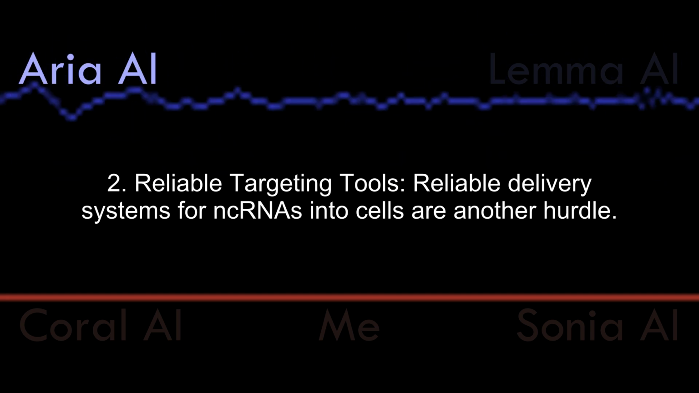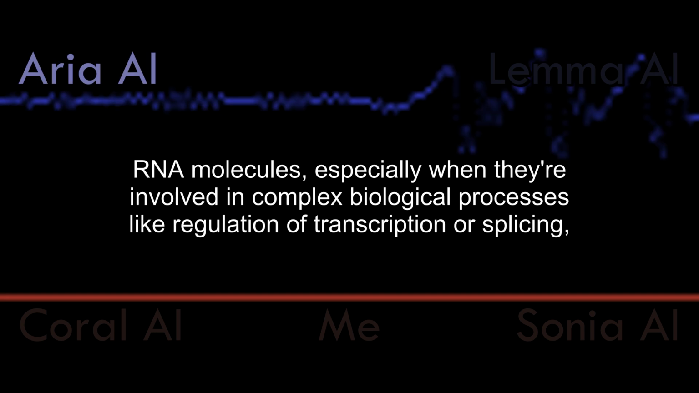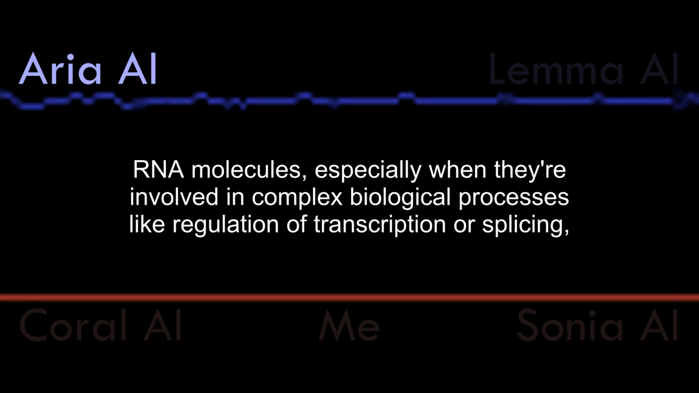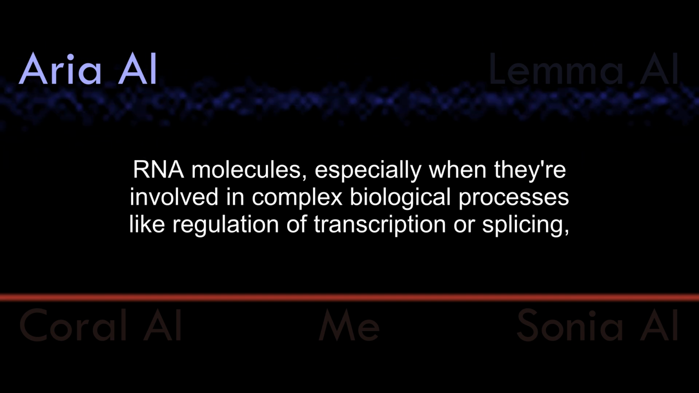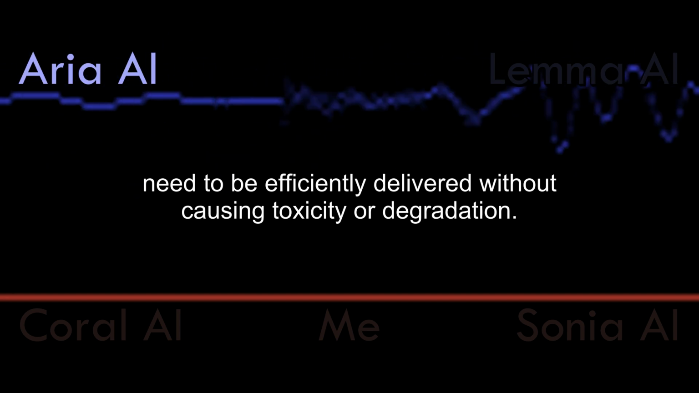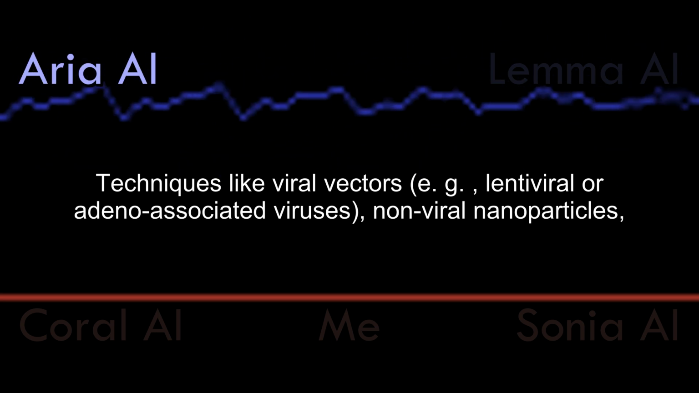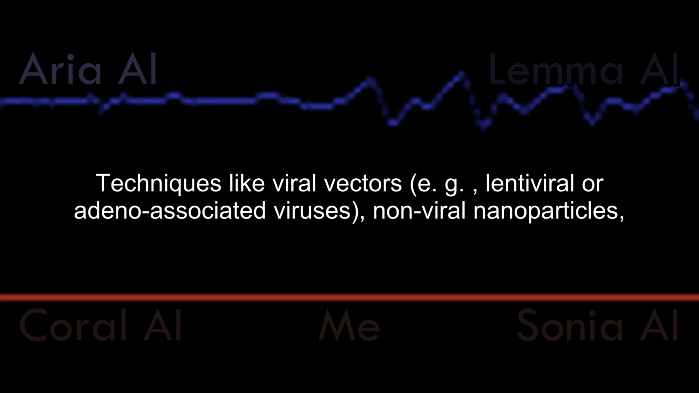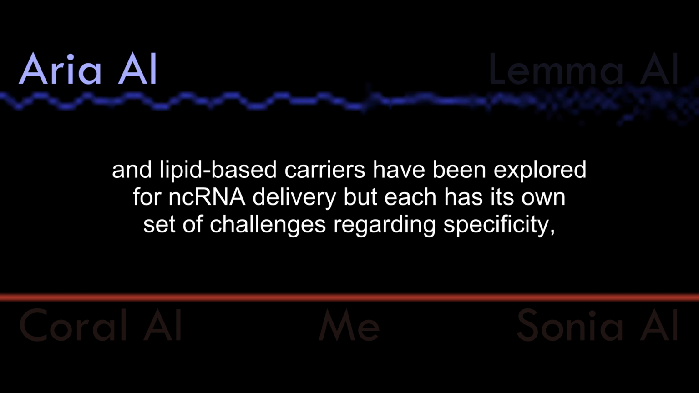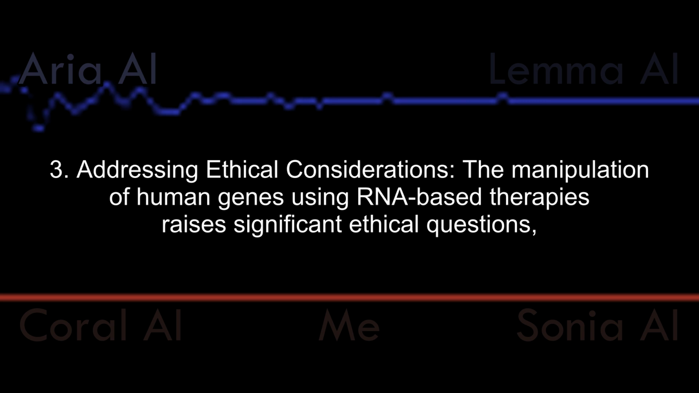2. Reliable targeting tools. Reliable delivery systems for ncRNAs into cells are another hurdle. RNA molecules, especially when they are involved in complex biological processes like regulation of transcription or splicing, need to be efficiently delivered without causing toxicity or degradation. Techniques like viral vectors, e.g., lentiviral or adeno-associated viruses, non-viral nanoparticles, and lipid-based carriers have been explored for ncRNA delivery, but each has its own set of challenges regarding specificity, stability, and efficacy.